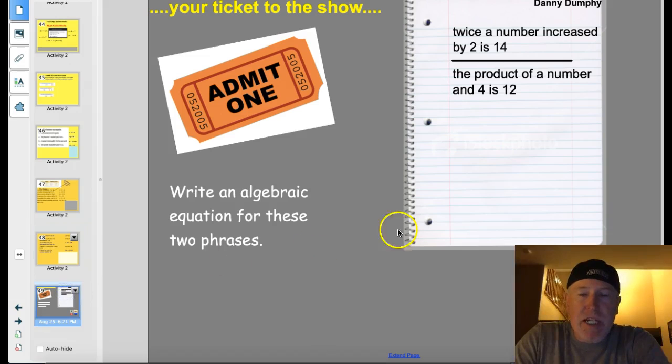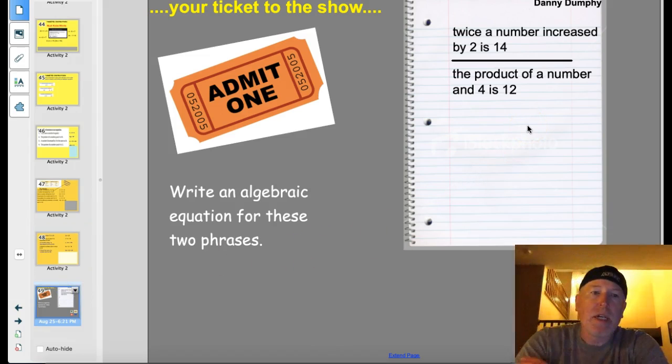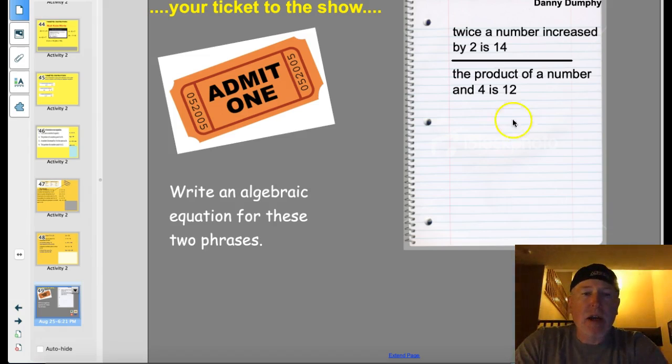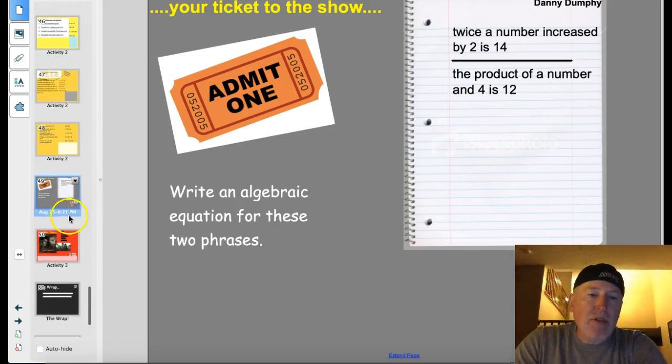Alrighty, time for the old ticket to the show. Twice a number increased by 2 is 14. The product of a number and 4 is 12. Think about that. All right. Answer the old trivia question.